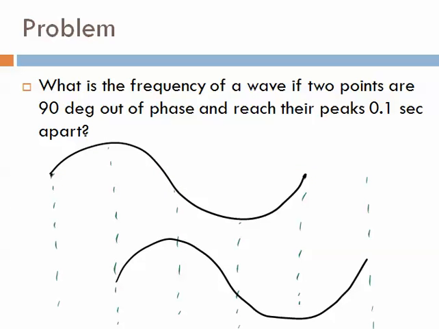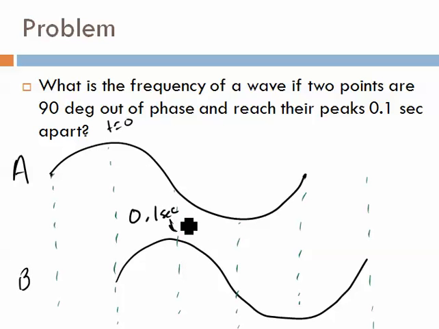In this problem, it says, what is the frequency of a wave if 2 points are 90 degrees out of phase and reach their peaks 0.1 seconds apart? Well, that means it's right here. I've drawn the top one, we'll say A, reaches its peak at a certain time, t equals 0. The second one, B, reaches its peak up here at 0.1 seconds.